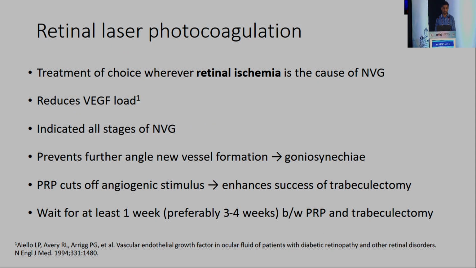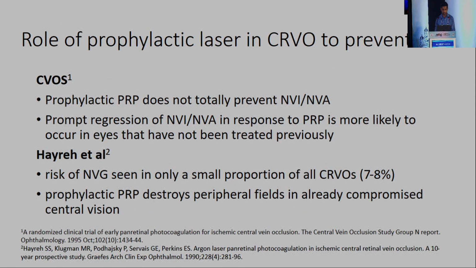It reduces the VEGF load. It is indicated in all stages of NVG. It prevents further angle new vessel formation and it prevents goniosynechiae formation. It also cuts off the angiogenic stimuli and enhances the success of trabeculectomy. Hence, it is preferably better to do PRP before trabeculectomy, at least 1 week prior. So preferably we have to wait for 3 to 4 weeks before planning trabeculectomy.